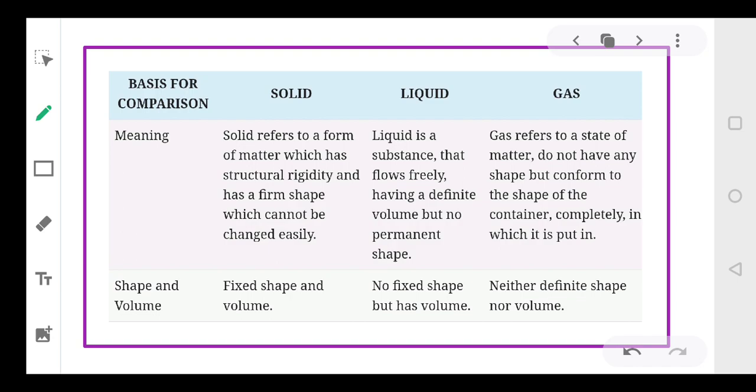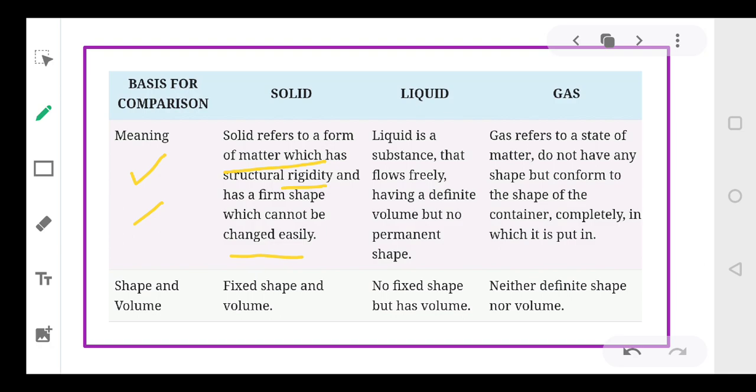Now let's compare the 3 states of matter. Let's compare them. So this is the property, and then we'll be discussing solid, liquid, and gas. So what do you mean by a solid? Solid means it is a form of matter which has structural rigidity. Rigidity means they have a fixed shape and size. Okay, they are rigid. They will not change their shape very easily.